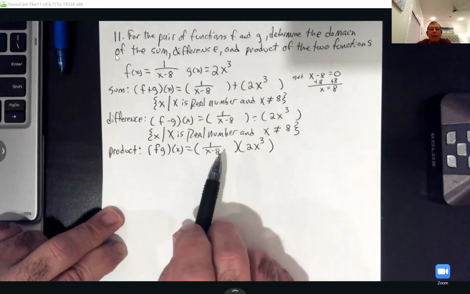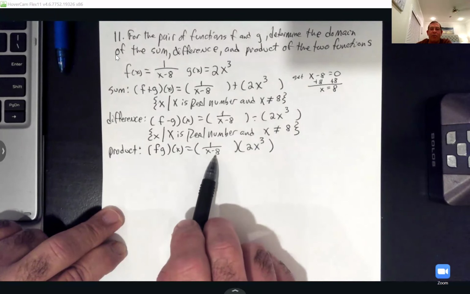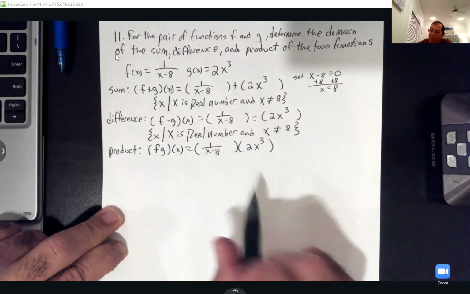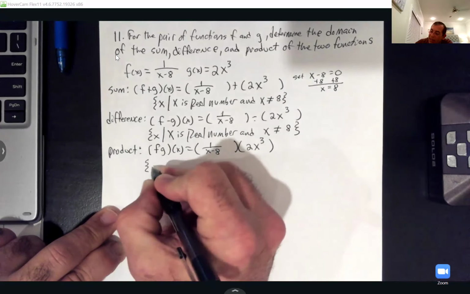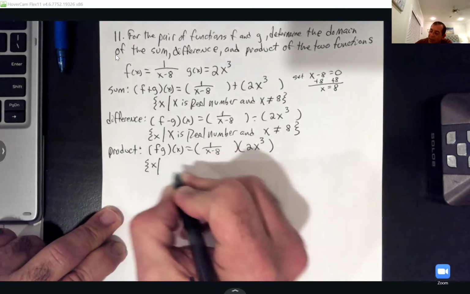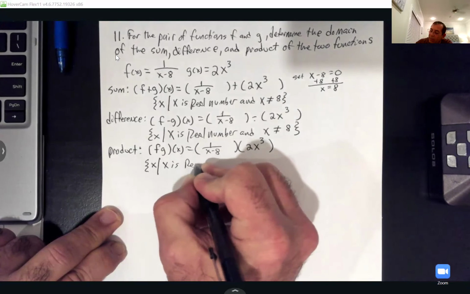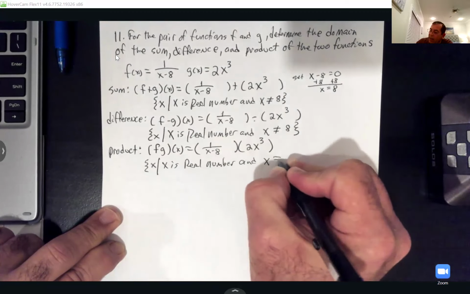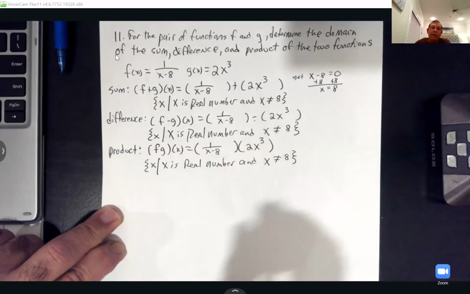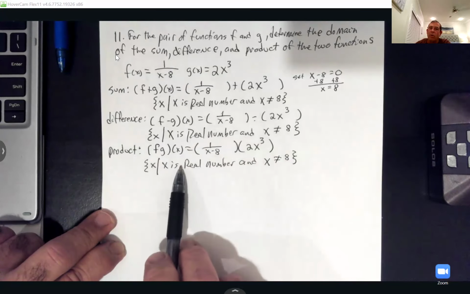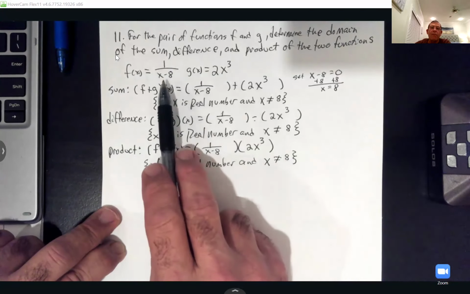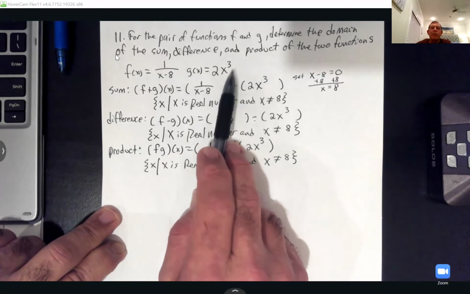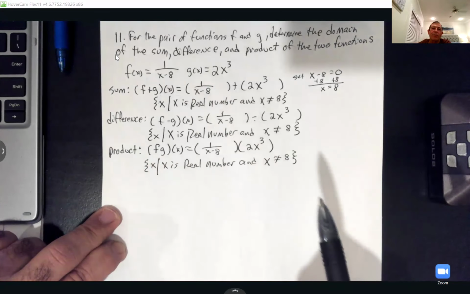And for the third time, I'm still only worried about this fraction, which means if we put the 8 in, it makes it undefined. So it will have the same domain, x such that x is a real number, and x cannot equal 8. So y'all remember number 11, they're all three going to be the same on this one, okay? Because you're going to have a fraction and then something like a cube or a square, but you're only worried about the fraction on that.